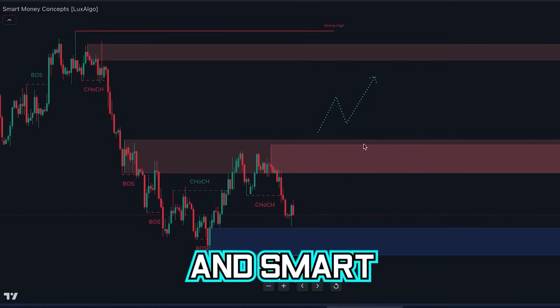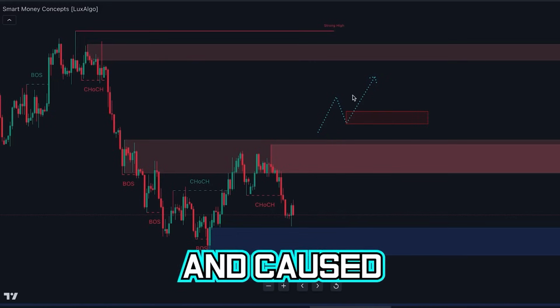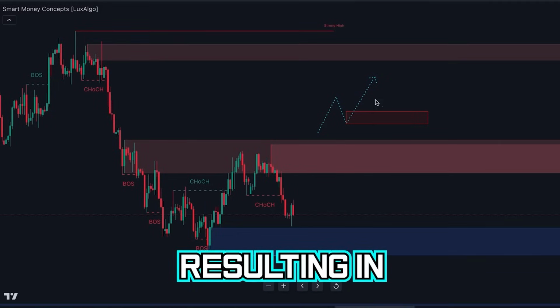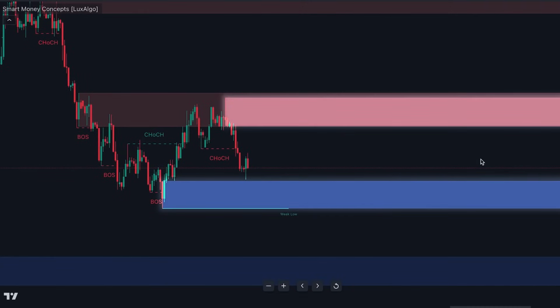Order blocks in Smart Money Concepts are areas in the market where orders have accumulated and caused a significant push, resulting in a market structure break. So these red and blue levels are drawn directly from order blocks, and what you'll also notice is that wherever there is an order block, there is usually a break of structure or a change of character.